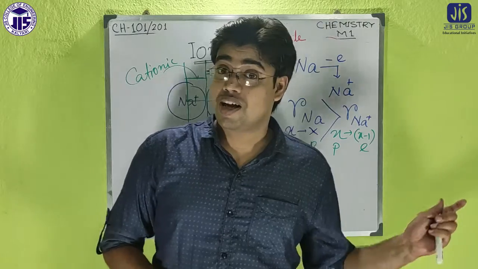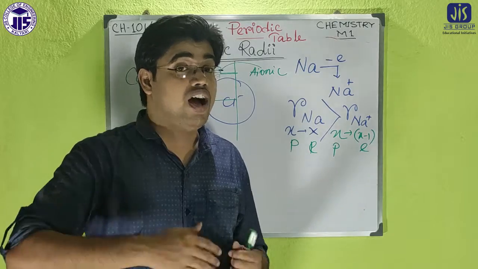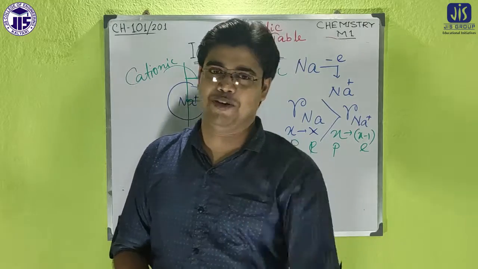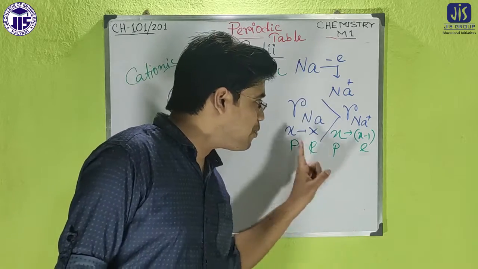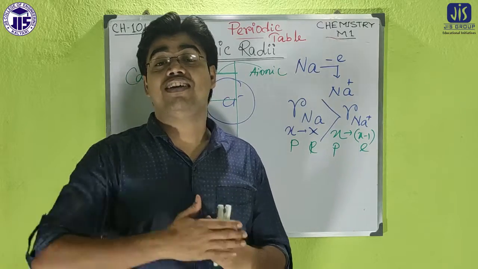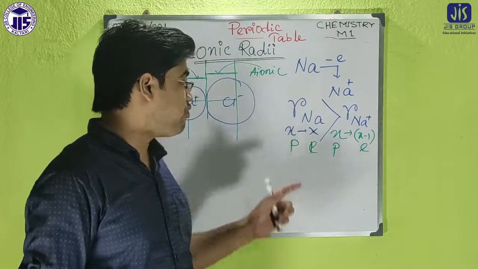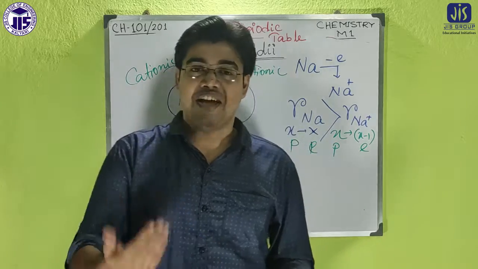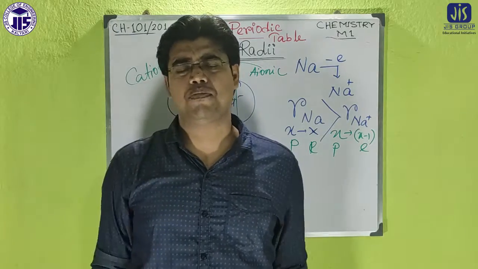Okay, so this is the main thing behind why ionic radius will always be lower in case of cations with respect to the neutral atom. Here the number of protons attracts the same number of electrons, but in the cation, if it is a single positive charge, the protons attract one lower number of electrons. If it is 10, then 10 protons attract 9 electrons. So the attraction force will be stronger.